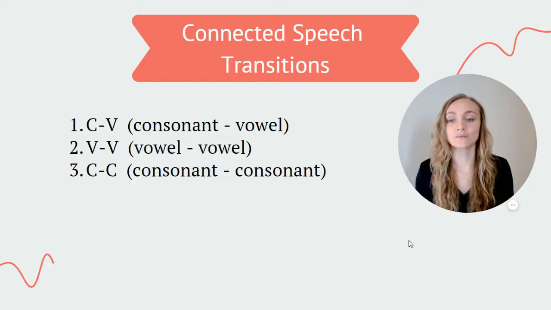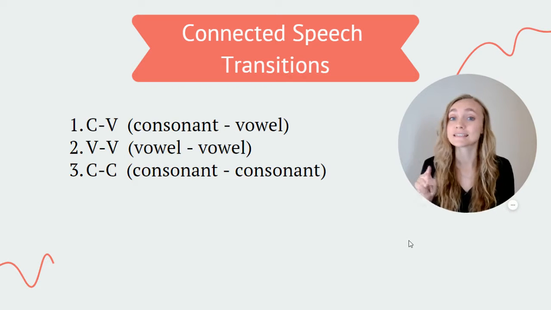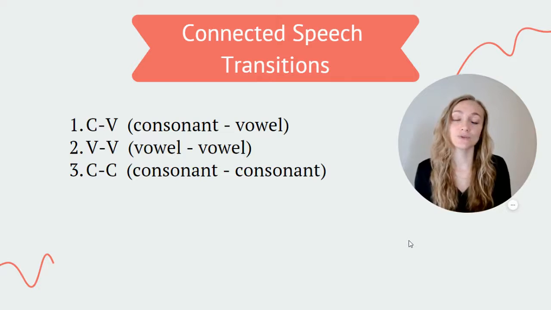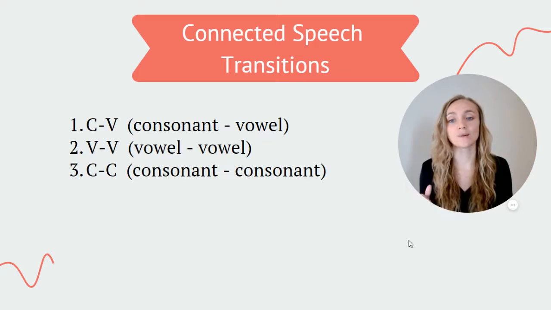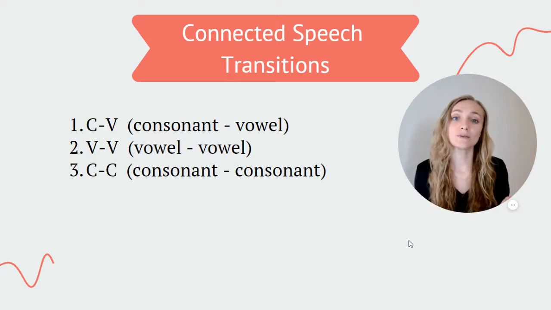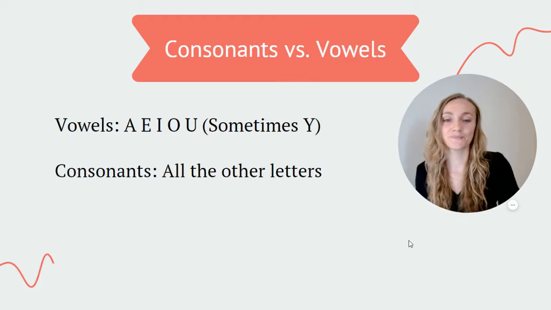The second transition we'll talk about is vowel to vowel transition. So that is when a word ends in a vowel sound and the next word starts with a vowel sound. And then we'll talk about different consonant to consonant transitions where a word ends in a consonant sound and the following word starts with a consonant sound. We'll see examples of all of these, okay?